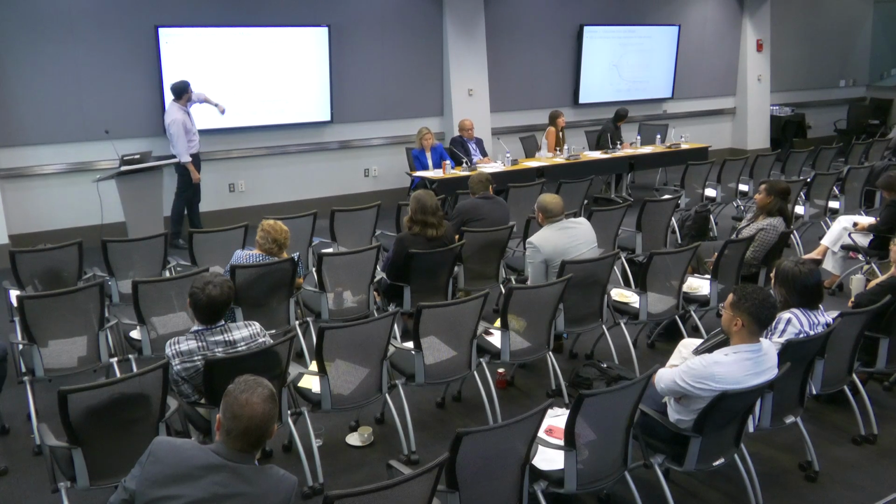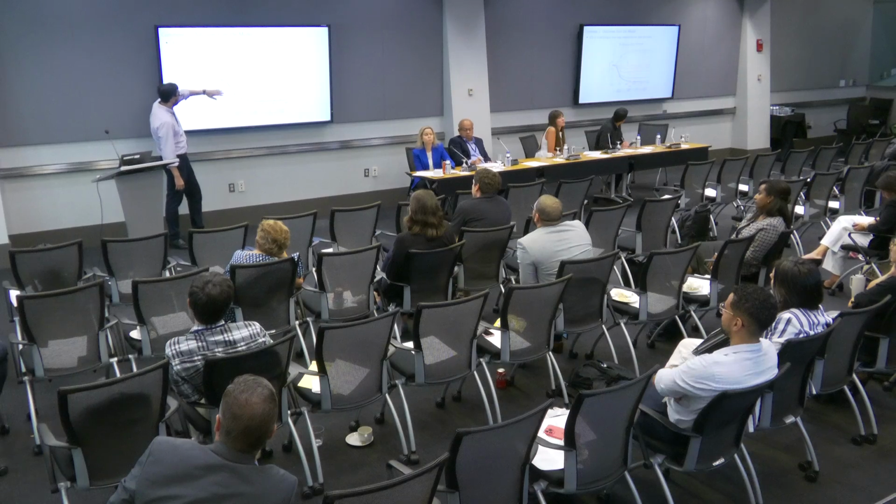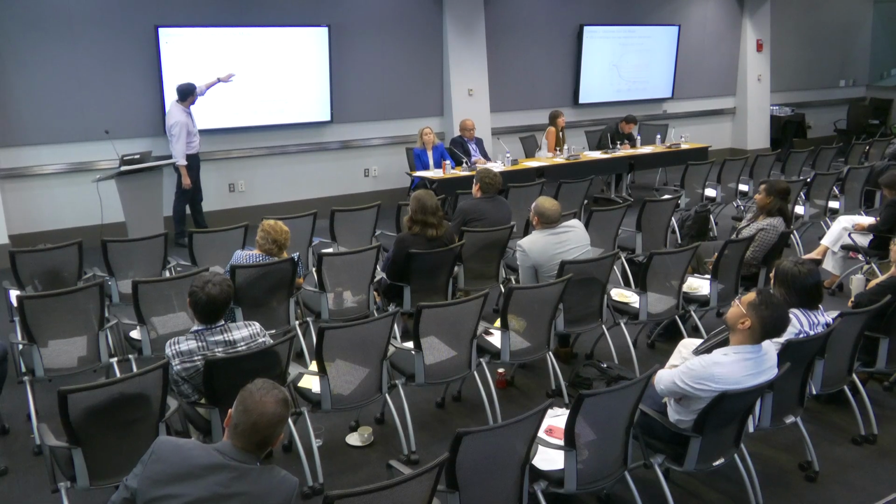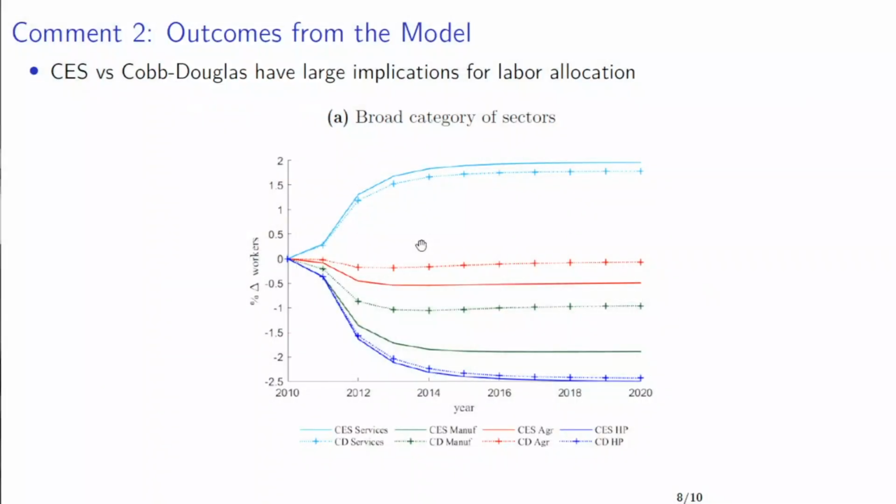I thought that this figure was very interesting. So when you look at the differences between the Cobb-Douglas and the CES, there are very large implications for the labor allocation. For example, the solid line here is the implications for labor allocation in the manufacturing sector when you have a CES production function. So the effects are more than twice as large if you're using the CES relative to the Cobb-Douglas. And this is also going to be very large in agriculture.